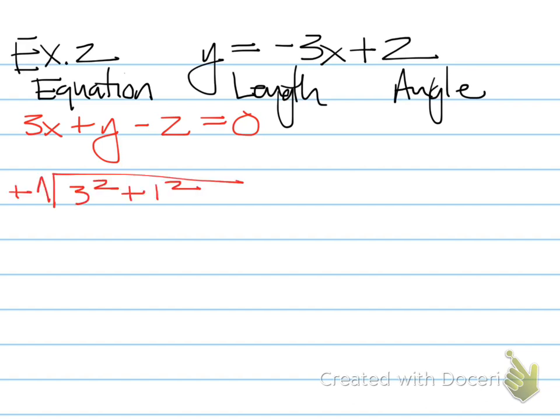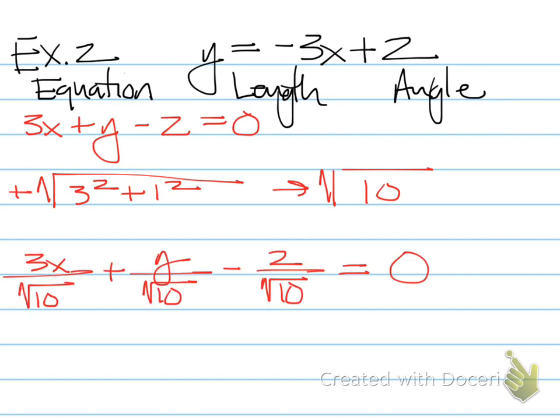And so we see that a is 3 and b is 1. So we see that c in our equation is negative, so we should have a positive in front of the square root. And then a squared is going to be 9, b squared is going to be 1. 9 plus 1 is 10. Alright, so now we divide all the terms in that standard equation by plus or minus the square root of a squared plus b squared, which is the square root of 10.